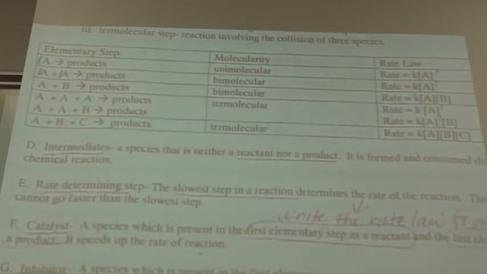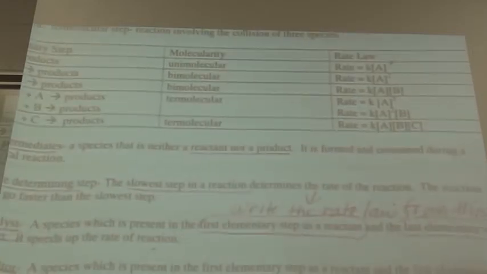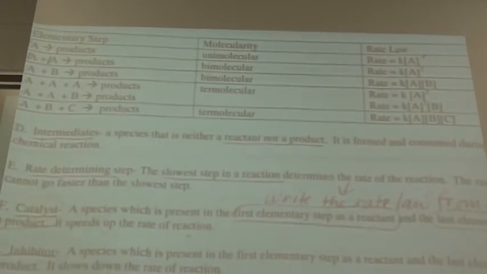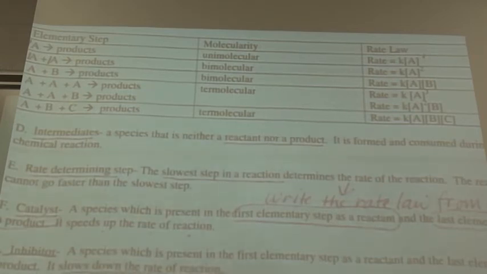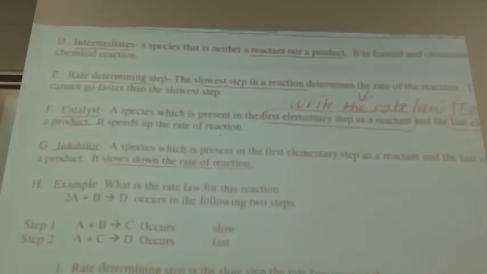Sometimes we use an inhibitor. In the rate mechanism, it looks exactly the same as a catalyst. It's present in the first elementary step as a reactant and the last elementary step as a product. The deal with an inhibitor is that it slows down the rate of reaction. The old lady was inhibiting the work. Yes, well, she was kind of, all right, whatever. And if she got scared by you and drove faster, she'd be the catalyst.